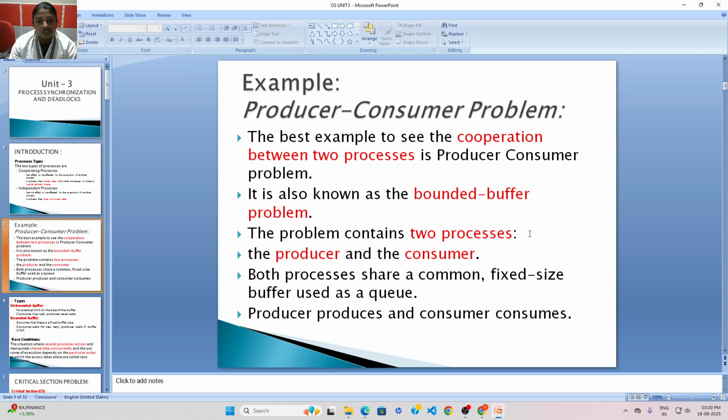Next, the producer-consumer problem. What is the producer-consumer problem? It is a problem between two processes. The producer is the process that is executing and producing. The consumer is the one expecting the outcome from the process. These are the producer-consumer problems. The producer produces into a fixed-size buffer. The consumer process expects the outcome of the producer's process.